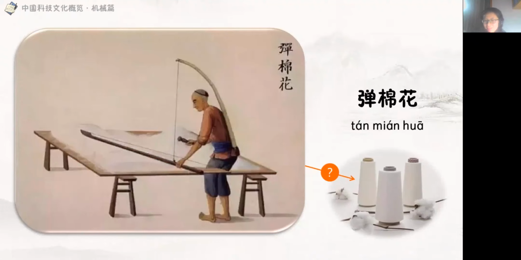Do you know? Or have you seen this step? Okay, maybe no. Okay, I will introduce. After we get cotton fibers, we can do 弹棉花, this step, to make the cotton more soft. But the cotton in this shape is not very convenient to be used, saved, or transported. So we need to turn it into a cotton thread.